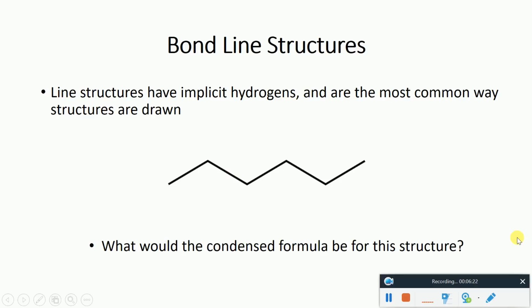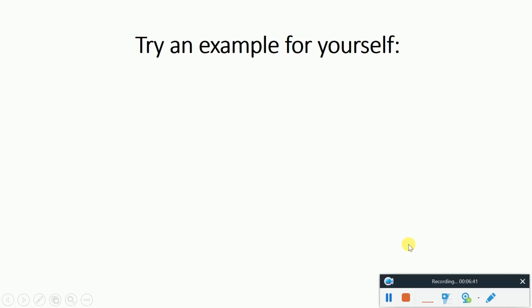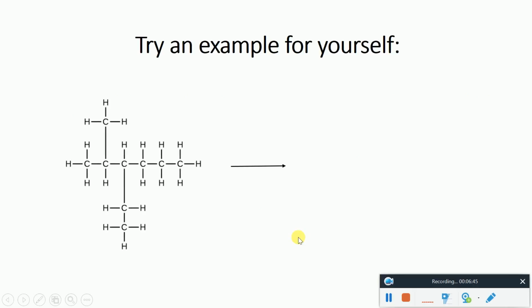Really quick, what would the condensed formula be for the structure then? Go ahead and try that. So I'm assuming you've tried it, and it's that. Right, so we're giving a really basic connectivity with this condensed formula. So here's an example that you can try for yourself. So try to do this and try to make it into a condensed formula first.